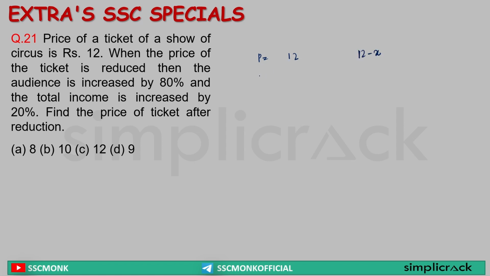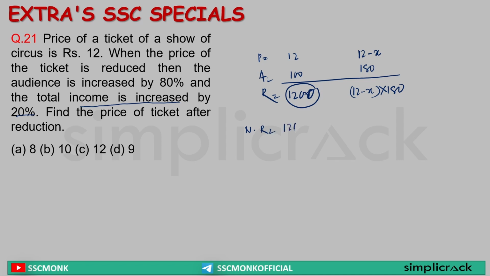Basic thing. Okay. So previously, let's say the audience was 100. Now the audience is 180. So what is the revenue? Sir, 12 into 100, that is 1200 revenue over here. Here it will be 12 minus x into 180. Now it is saying that when the audience increases by 80%, the total income is increased by 20%. That means the new revenue will be 1200 into the 20% increase, that is 6 by 5, which is equal to 12 minus x into 180.